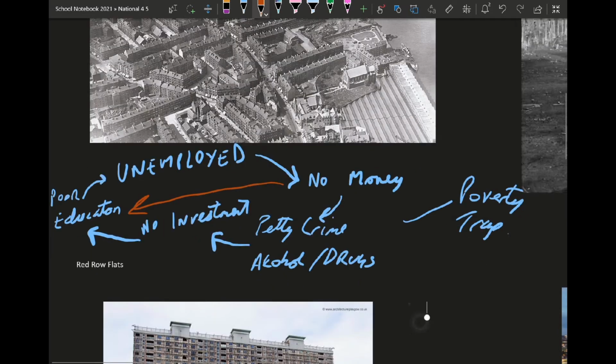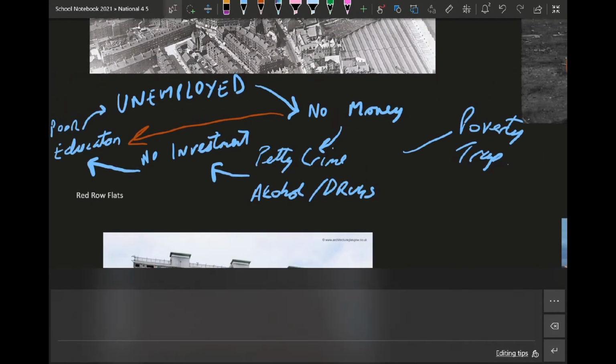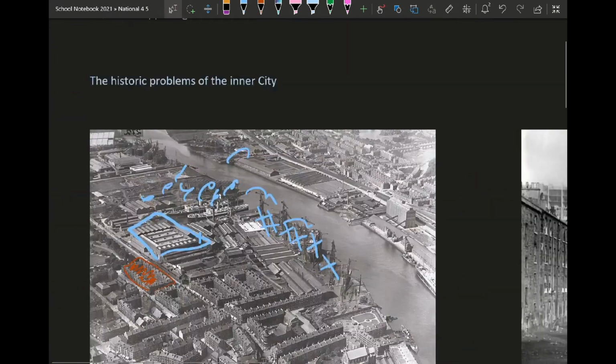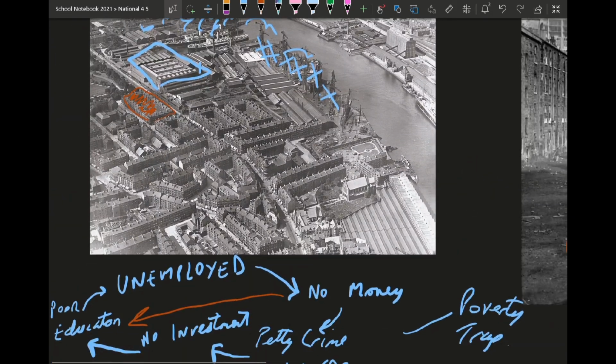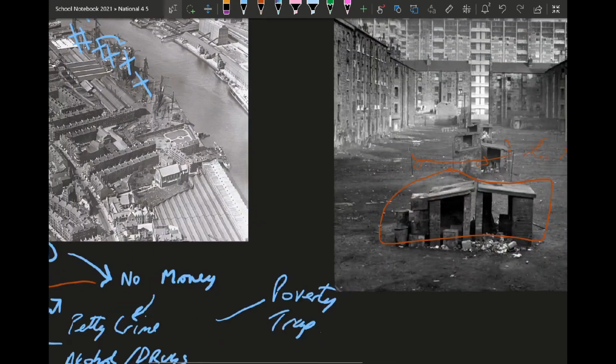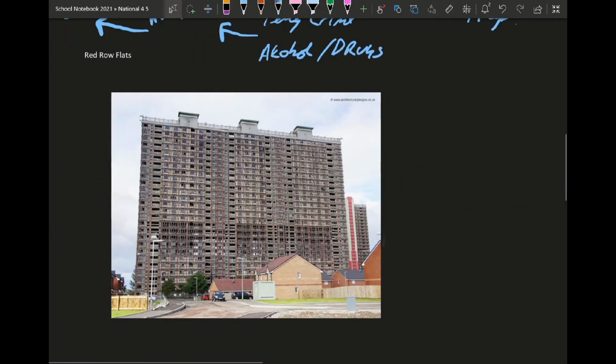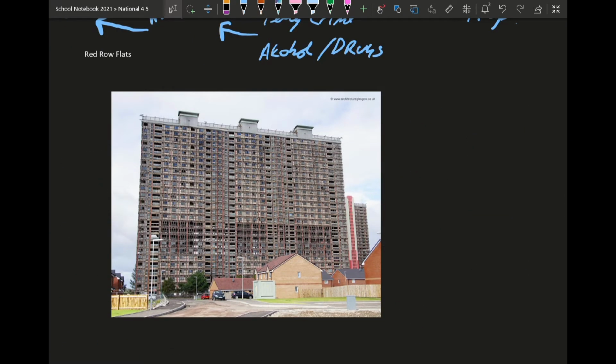And initially, when they tried to fix it, they tried to fix it by simply thinking, well, these houses are the problem. These disgusting, out-of-date houses were the issue for people. So we'll build them nice new ones. These flats. And you can actually see this. This is Red Road in Glasgow. These are the ones that were quite famously demolished for the start of the Commonwealth Games.